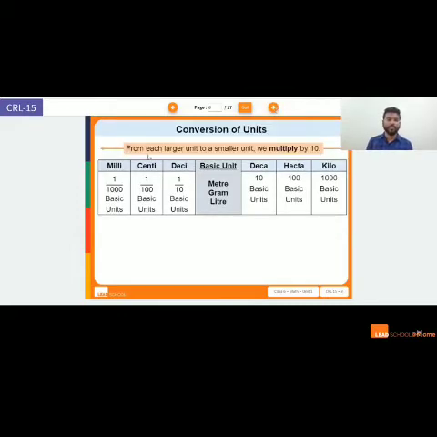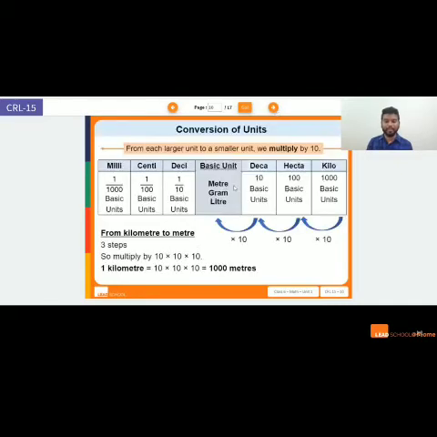See, from each larger unit to smaller unit, we multiply by 10. If I want to measure 1 kilo, I would measure it by 10. 1 kilo is 10 hecta. 1 hecta is 10 deca. 1 deca is 10 basic units. Correct? You see, from kilometer to meter, if I have to convert, I will just multiply it 3 times by 10. So multiply 10 into 10 into 10.